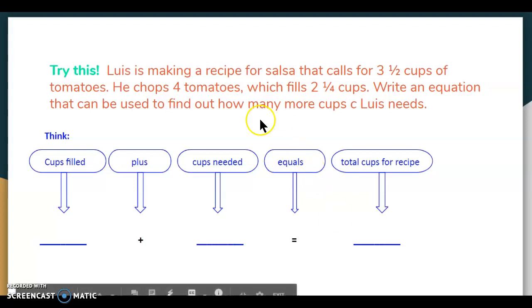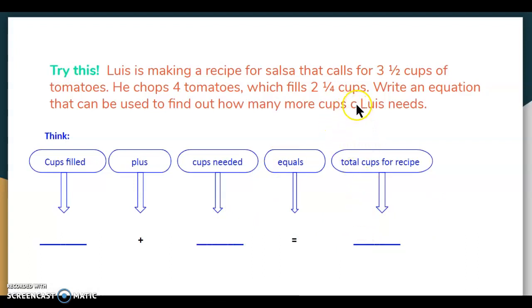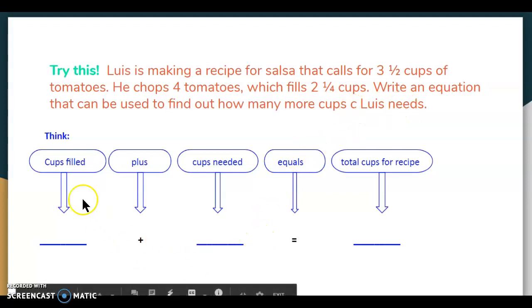So again, they want you to think about how many cups did they fill, write it in, plus how many cups you need, write that in, and equals the total cups of the recipe. Remember to figure out what C stands for in our situation. C is how many cups Luis needs. So where is C going to go? It's going to go here, it's going to go here, or is it going to go here? Write it in your book.